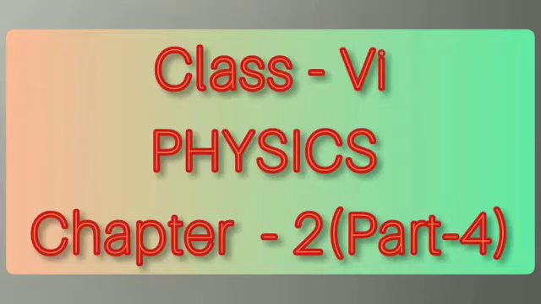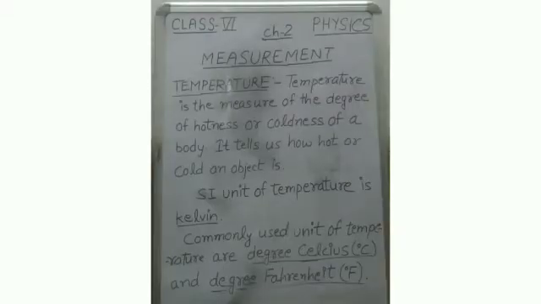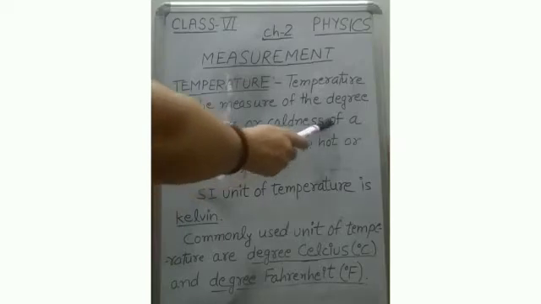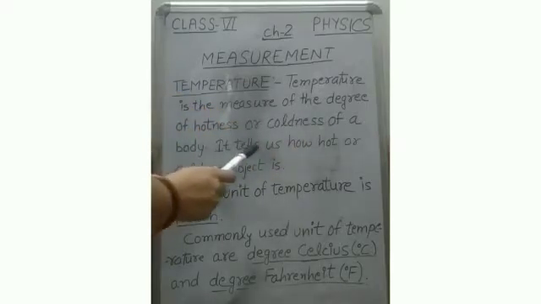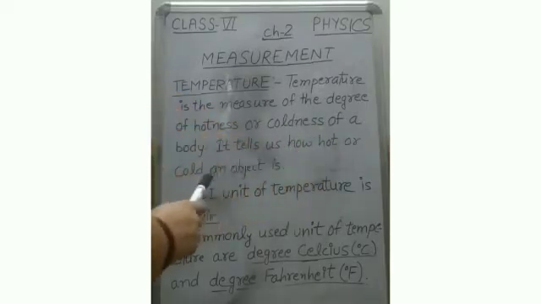So let's start with our remaining chapter. So students, we are continuing our chapter 2, Measurement, and our topic is temperature. What is temperature? Temperature is the measure of the degree of hotness or coldness of a body. It tells us how hot or cold an object is.